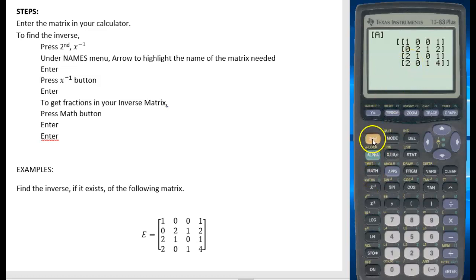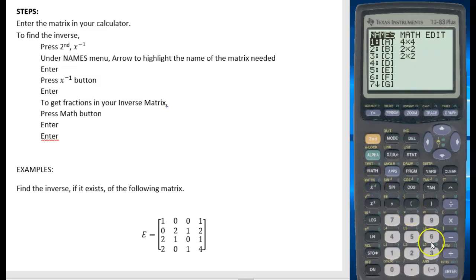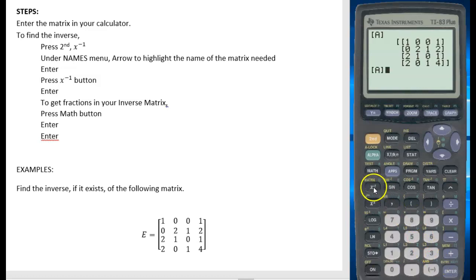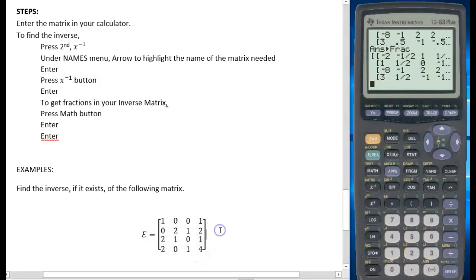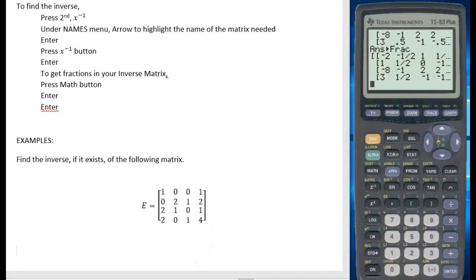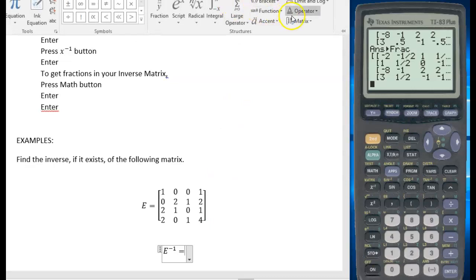So now I can go ahead and find the inverse. So second matrix, then choose A, or whichever one you want, inverse. And of course I have fractions, right, with that whole dividing by the determinant, it usually makes fractions. Push enter, and there we go. So E inverse equals, and I'm just going to copy that whole thing over.